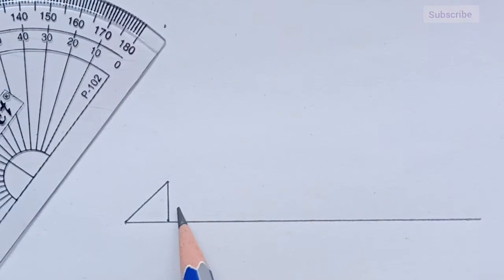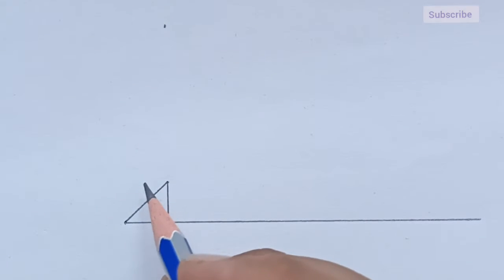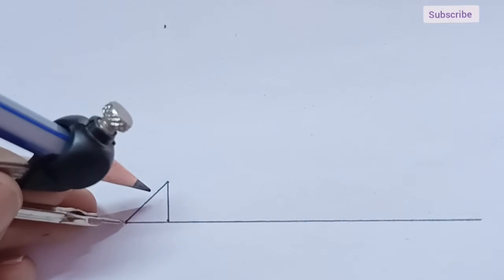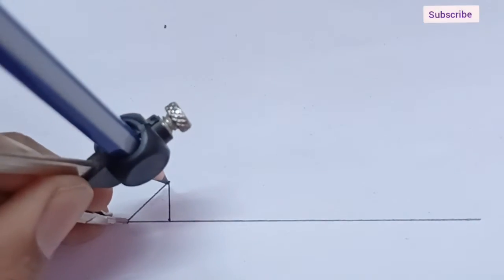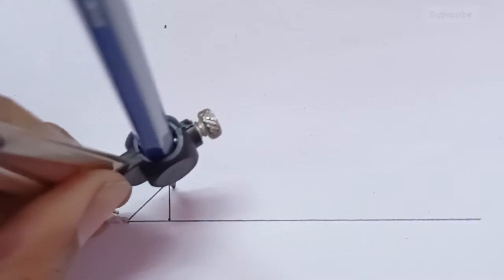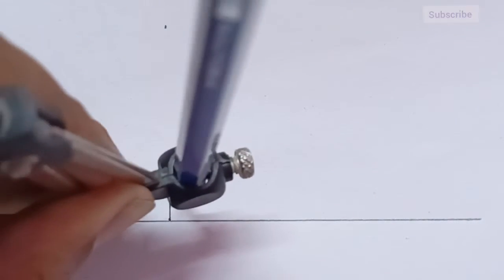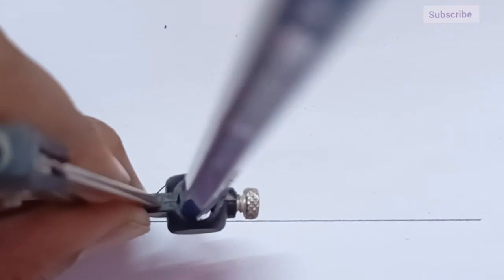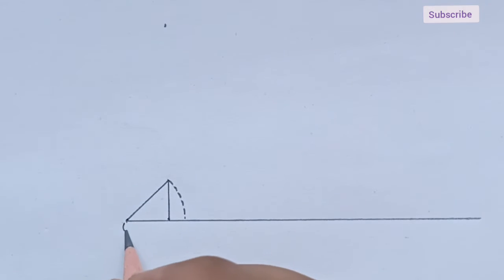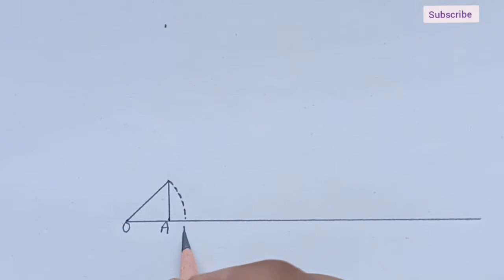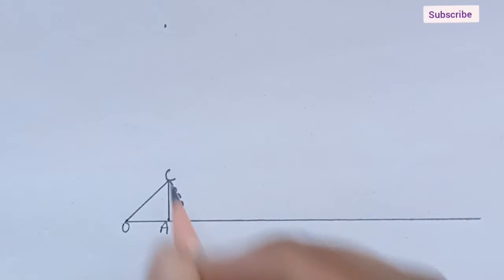This one 1 centimeter, this one 1 centimeter, this one is under root 2. So we have to draw under root 2 on the number line. So our answer is 0, A, B, C.